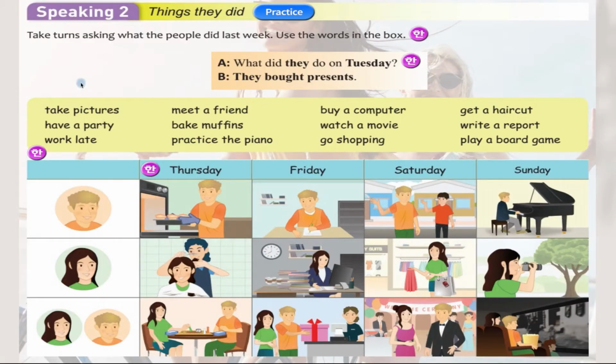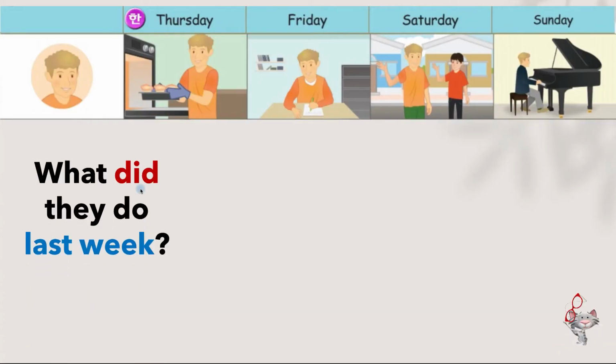But notice how here it said, what did the people do last week? Last week is a time expression. So I'm going to go a little further than the book here. You could say, what did he do last week? Now, the idea of this is a little practice towards saying everything.